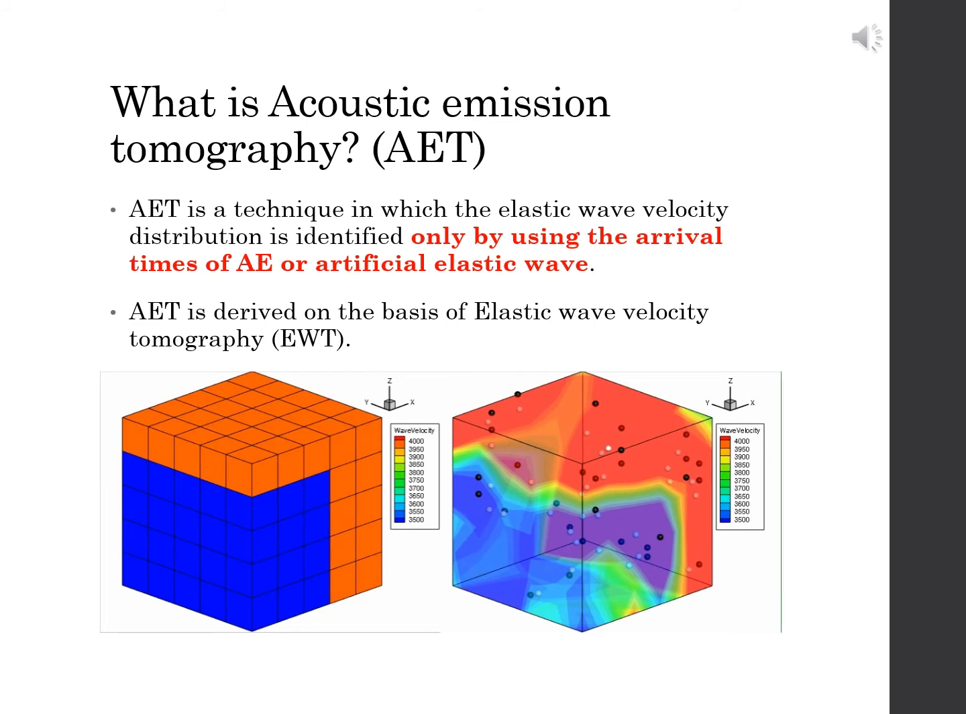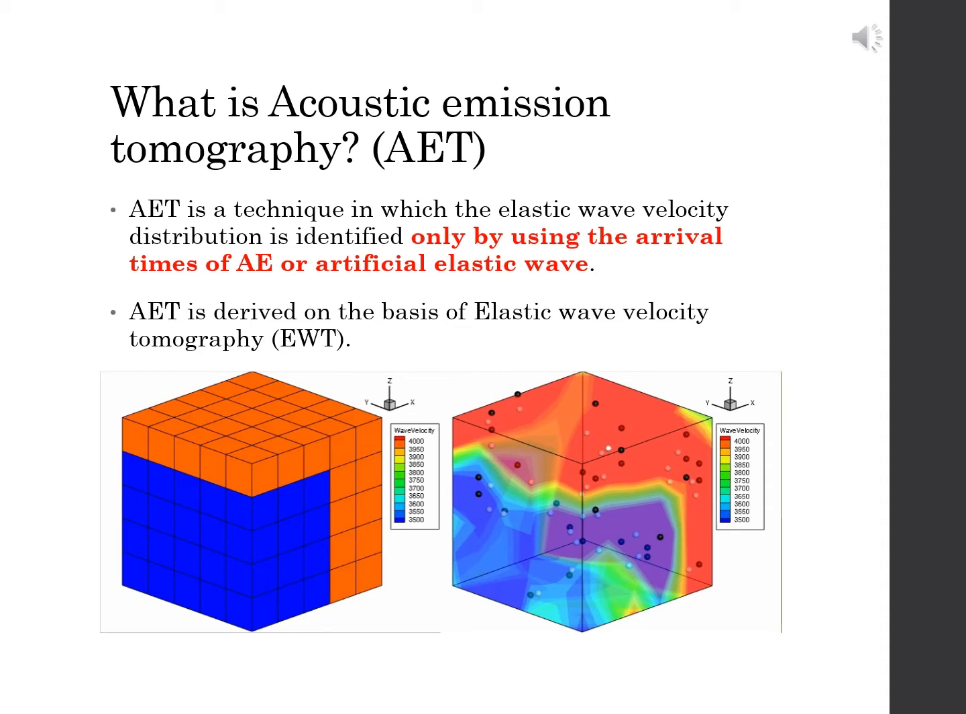Before starting the main topic of this presentation, I would like to introduce what acoustic emission tomography is, which is called AET. AET is a technique in which the elastic wave velocity distribution is identified only by using the arrival times of acoustic emission or artificial elastic wave. Actually, AET is derived on the basis of elastic wave velocity tomography, which is called EWT. In EWT, the elastic wave velocity distribution is identified by using the first travel times of elastic waves. For calculating the first travel times, the arrival time of the elastic wave at the receivers and the emission time of the elastic waves at the point of excitation are necessary.